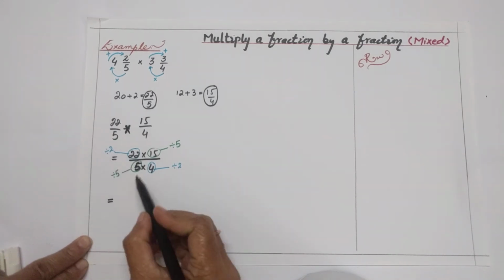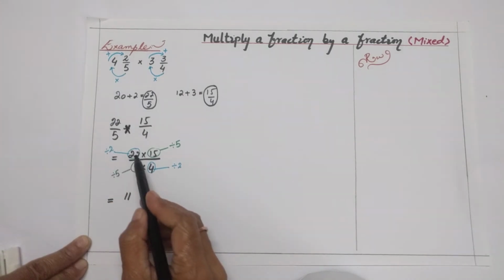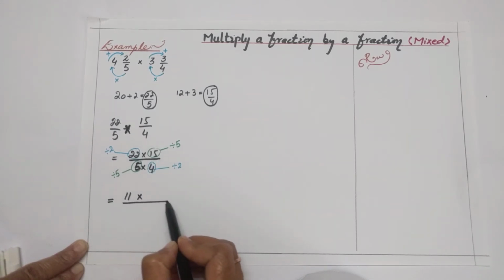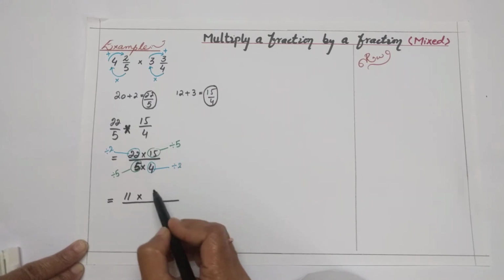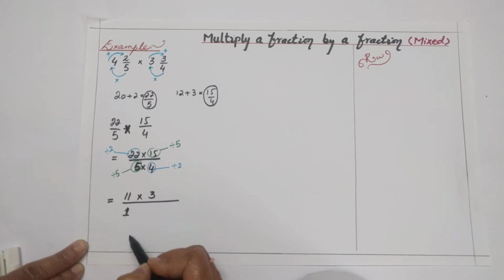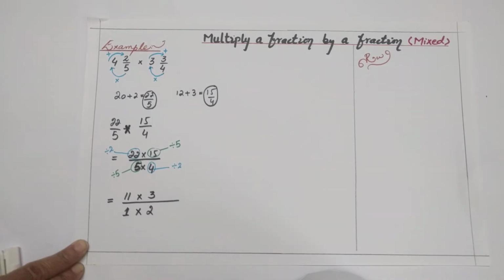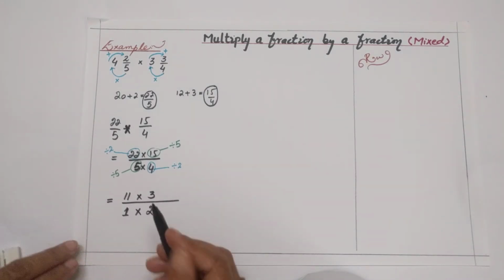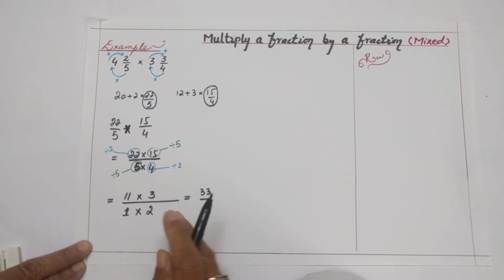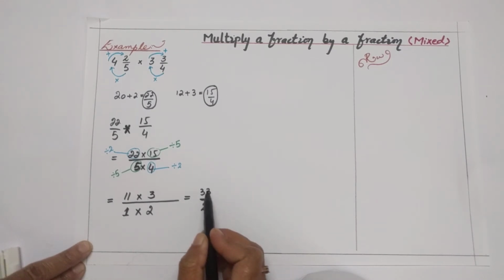Divide 22 by 2. 2 11s are 22, and 4 divided by 2: 2 2s are 4. 15 divided by 5: 5 3s are 15. 5 divided by 5: 5 1s are 5. It means our left numbers are 11 3s are 33, and 1 2s are 2. So our fraction is 33 by 2.